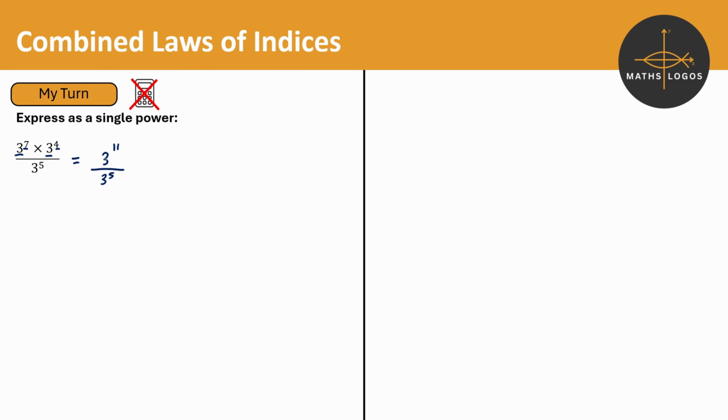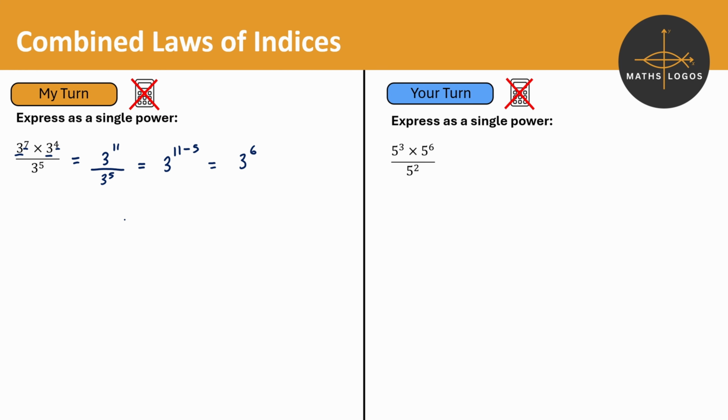When I'm dividing powers that have the same base, I subtract my indices. So I'm going to do 3 to the power of 11, take away 5. And then I'll do 11, subtract 5 to give me 6. So my answer is 3 to the power of 6. Pause the video and give this similar question a go.